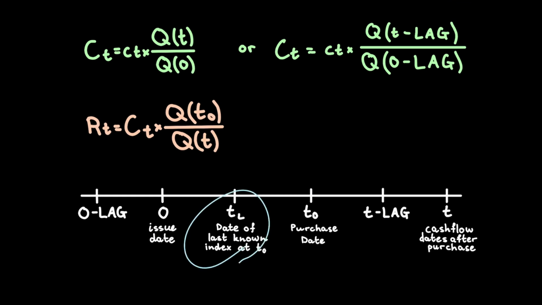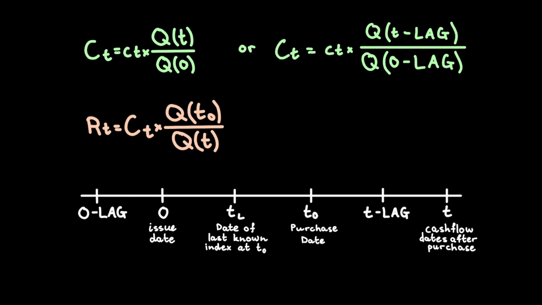Okay, so now what exactly is TL? TL is the date of the last known index at your purchase date, or at T0. So whenever you are purchasing this bond or this financial asset, at this purchase date, there might not have been an index value corrected to that particular date or released at that particular date, because after all, you don't have to buy your bond or whatever you're buying at the dates at which your indices are released. So if you're buying it at a date where your index is not current yet, or it's not accurate to that particular date, then you use your last known index, and the time of this last known index is TL.